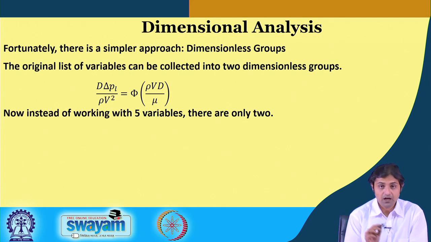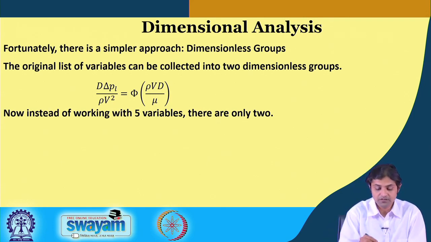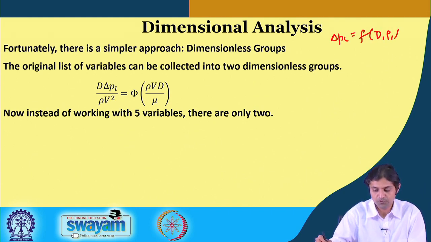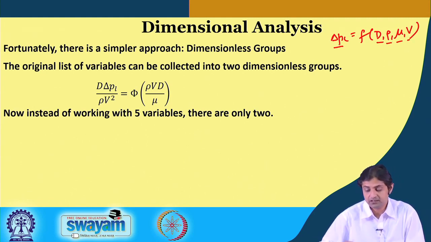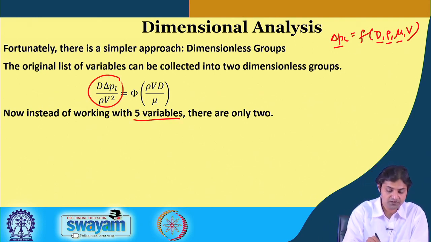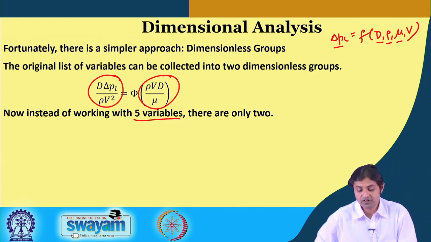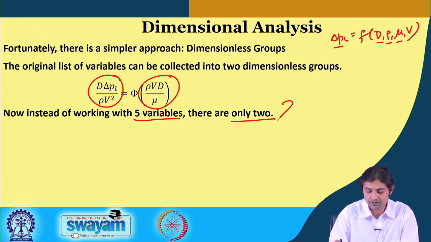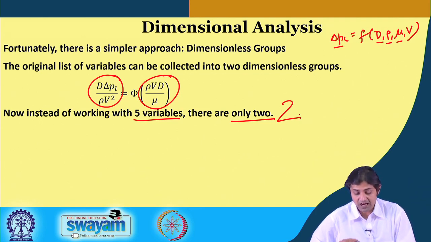Okay. Now, earlier how many variables we had? We had delta PL as a function of d, rho, mu, v. How many? 1, 2, 3, 4, 5, correct. So, earlier there were 5 variables, but in this case if we assume this as one group and this as one group, how many variables do we have? We have only 2 variables. So, having only 2 variables instead of 5, is it better or not? It is definitely much better than using more variables.